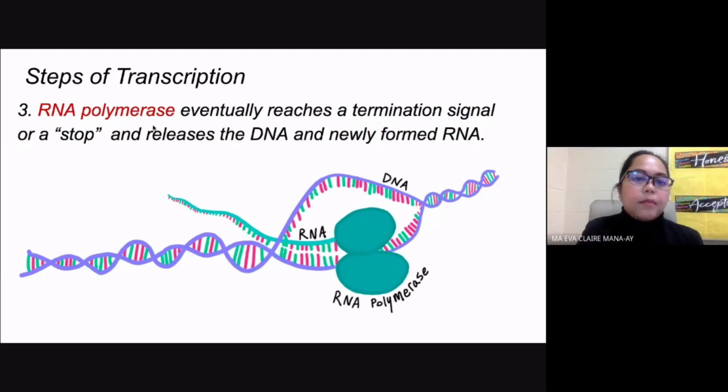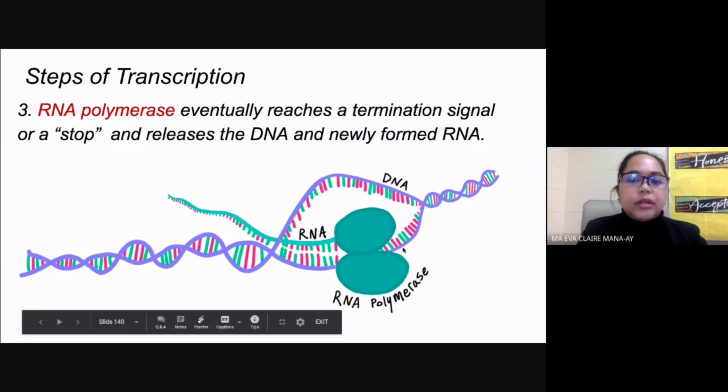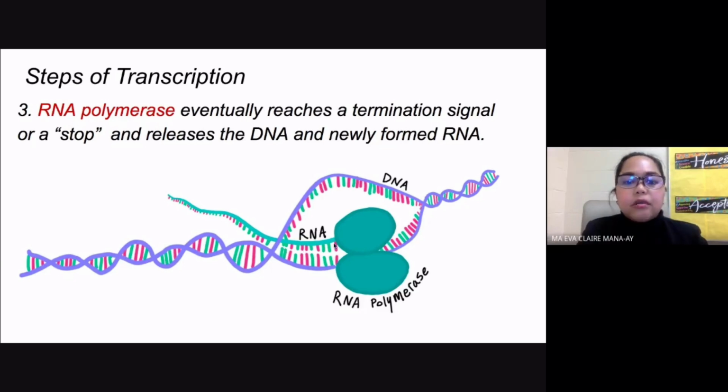Now we go to the last step. Your RNA polymerase eventually reaches a termination signal, or a stop, and releases the DNA and your newly formed RNA molecule. So again, in transcription, the making of your RNA using a strand of your DNA, remember that you also follow the base pairing rule in your N bases, but instead of AT, you have AU, because your RNA does not have thymine, only uracil. Any questions before I go to the next slide?